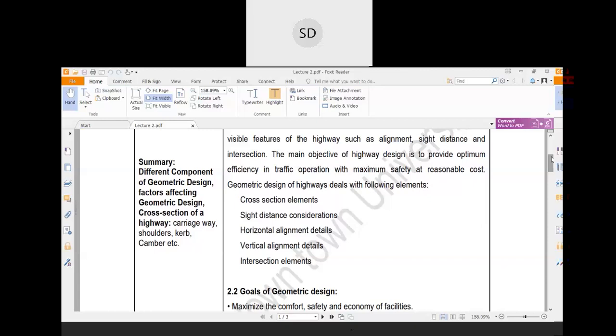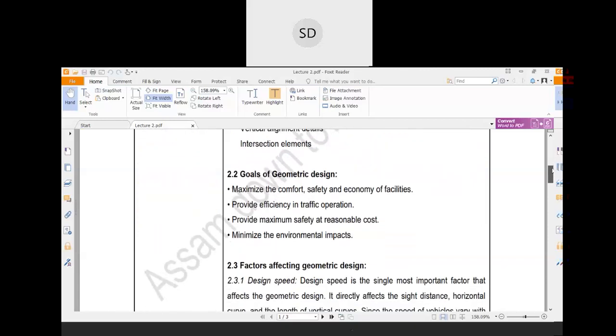Now, what are the goals of the geometric design? The goals of the geometric design are to maximize the comfort, safety, and economy of facilities. So how can you improve the comfort? Suppose there is some elevation in the area, so you have to design the road such that vehicles can easily overcome that elevation. Okay, so the elevation of the road should be decided based on the safety factor and on the comfort characteristics of the users.